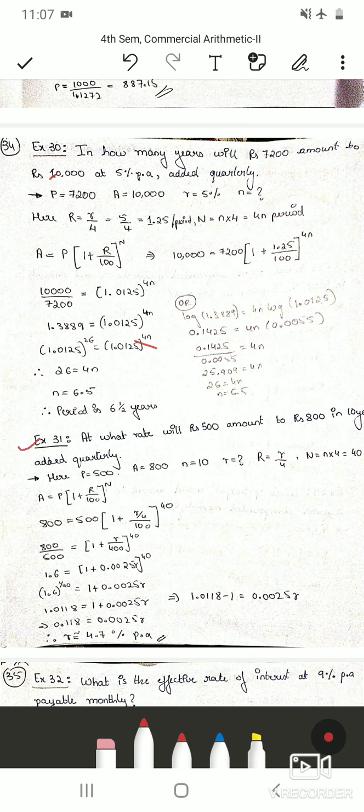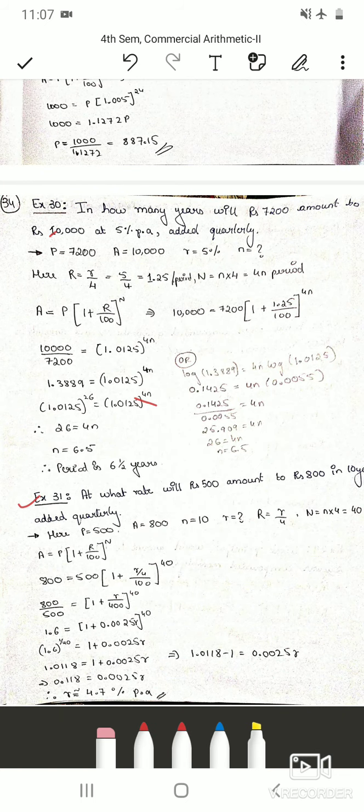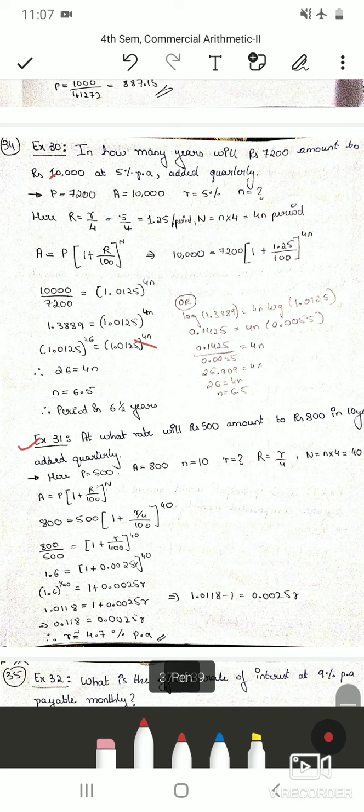So the next question is, at what rate will rupees 500 amount to rupees 800 in 10 years compounded quarterly? So in this question, r is unknown, and P is 500, amount is 800, small n is 10. We have to find out small r, and again it is compounded quarterly. So capital R will be small r by 4, capital N is n into 4, that is 10 into 4, which is 40 periods.